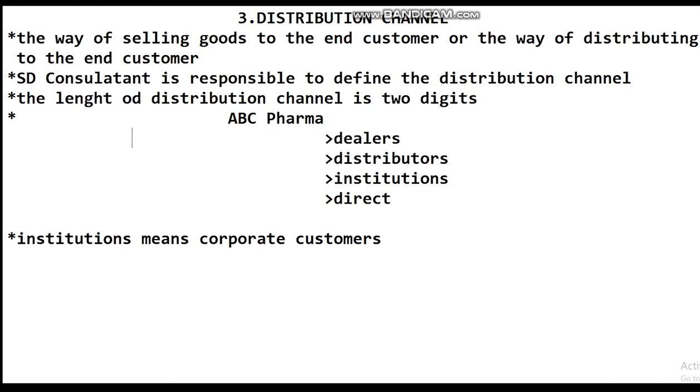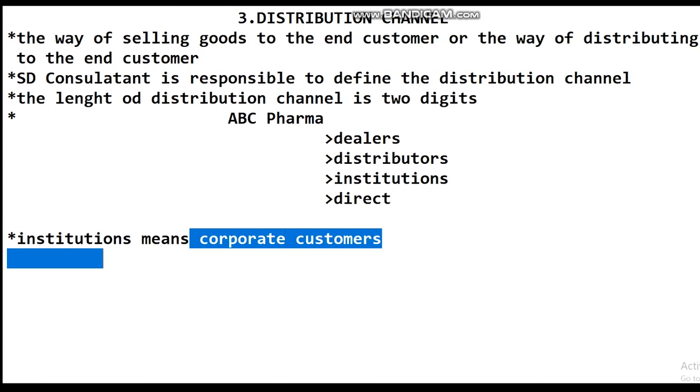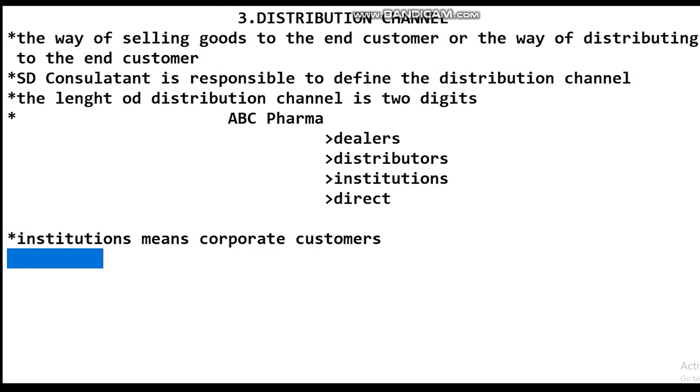So I already told you that ABC Pharma is selling the tablets to the dealers, the dealers are selling to the medical shops, and we are taking from the medical shops. Or else they will sell to the dealers, and they will sell to the distributors, or else they will sell to the institutions. So what is an institution here? Institutions are nothing but corporate customers like Apollo, MNCs that have their hospitals and their own outlets. They will sell directly to the hospitals. Sometimes we get medicines in hospitals directly.